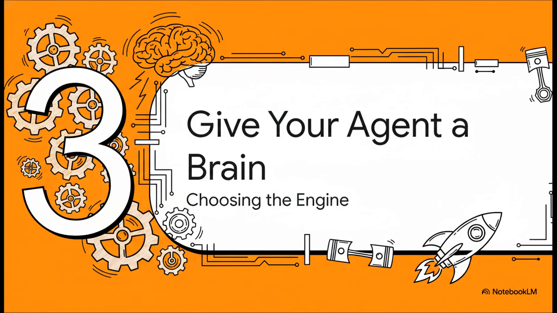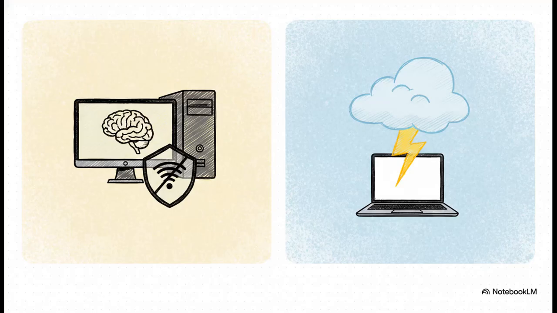All right, let's move to Section 3, giving your agent brains by choosing the engine. So you've got your platform, but right now your agent is basically an empty shell. It needs a brain. And we have 2 phenomenal, free ways to inject intelligence into your system. On one hand, you have local execution. By using a tool like Ollama, you can actually run powerful models like Llama 3 or Mistral directly on your own hardware. Why is this so amazing?